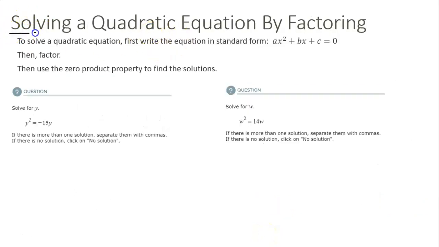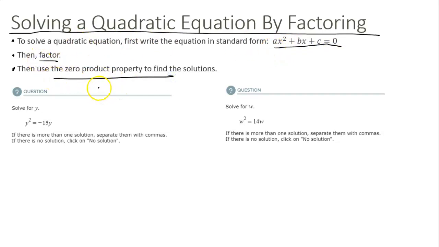Now, new topic, solving a quadratic equation by factoring. I'm sure you've already guessed that your equations will not always be pre-factored for you. Sometimes you are going to have to factor. You won't have to write any more notes today if you will write these 3 things down. To solve a quadratic equation by factoring, write the equation in standard form, ax squared plus bx plus c equals 0, factor, and use the zero product property to find the solutions.